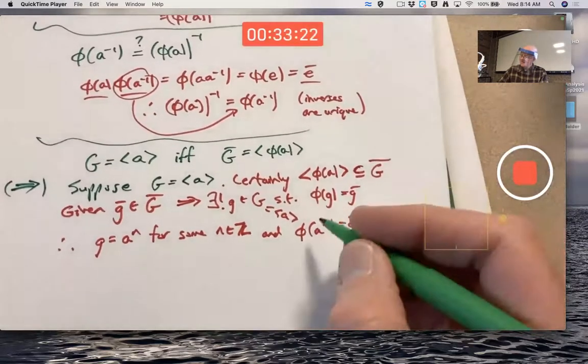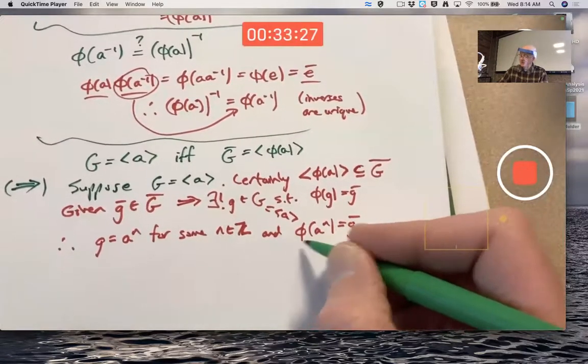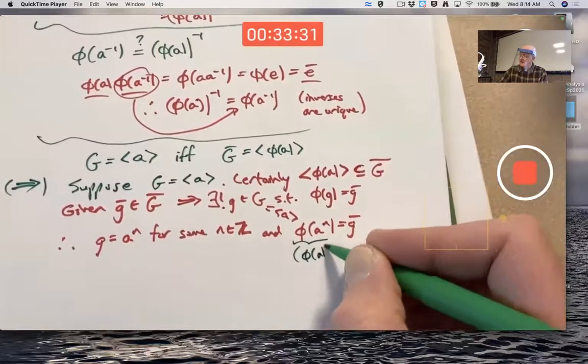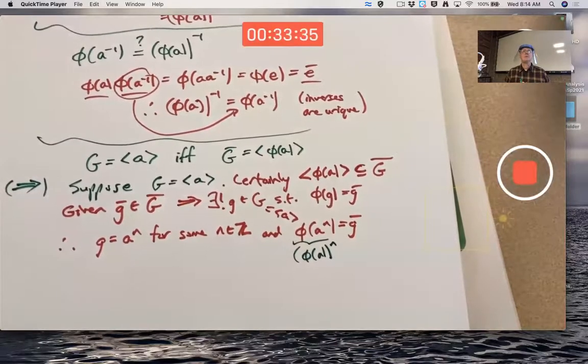But hey, phi again is an isomorphism. It's operation preserving. We already proved that phi of A to the n is phi of A to the n by property 2 that we already proved. Partially proved. We didn't prove it for n is -2, -3, etc. But that is the case.